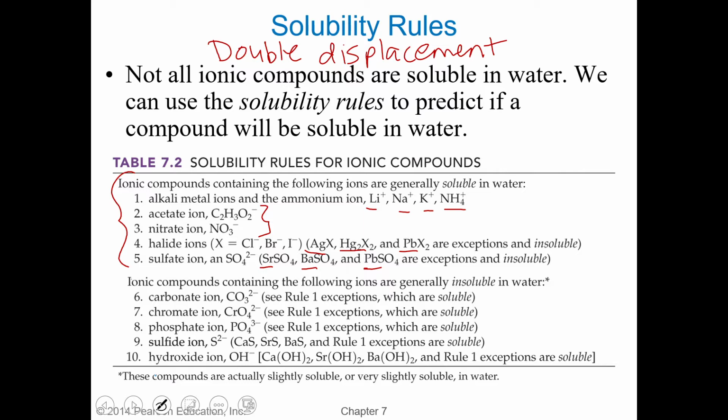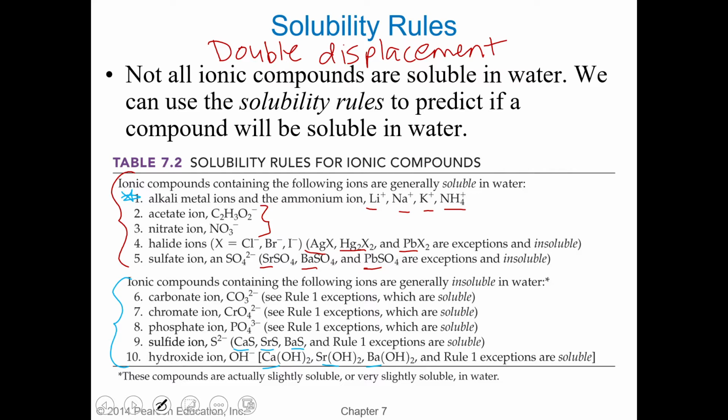Now the ones that are generally insoluble are the carbonate, chromate, phosphate, sulfide, and hydroxide ions. All of them have a Rule 1 exception. So if any of these are bonded to anything in Rule 1, they become soluble. Sulfide and hydroxide ions are also soluble if they're bonded to calcium, strontium, or barium. If it's anything except those, it's insoluble.